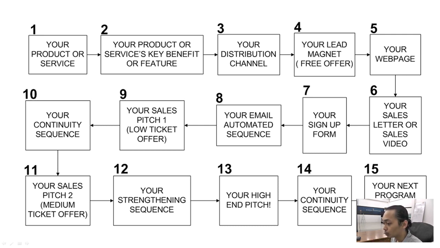Your sales pitch number 11, your sales pitch number 2 or your medium ticket offer is basically what you offer to your audiences, to your potential market, for you to also filter out who among your prospects are most likely to become your best customers. Number 12, your strengthening sequence is similar to number 10, your continuity sequence, where you further strengthen the relationship that you have with your customers using your automated email sequences.